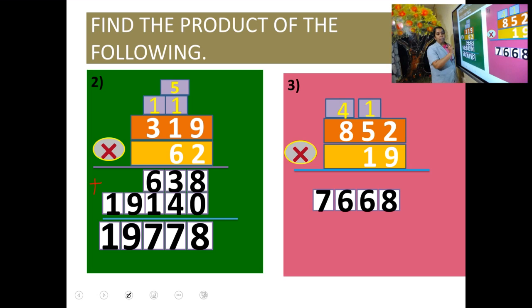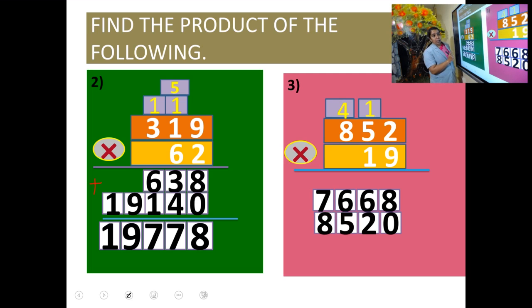So you have to start with the 1. Before starting with the 1, what do you have to do? You have to write 0 in the ones place. Clear? Then now you can start multiplying 1 with the 2. 1 two is 2. 1 five is 5. 1 eight is 8.